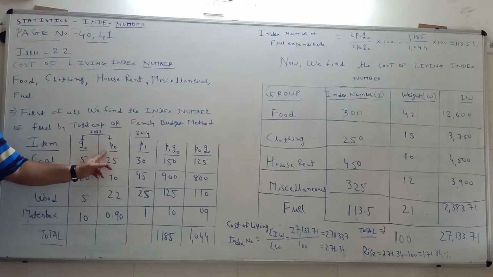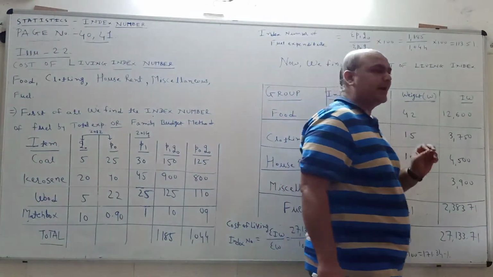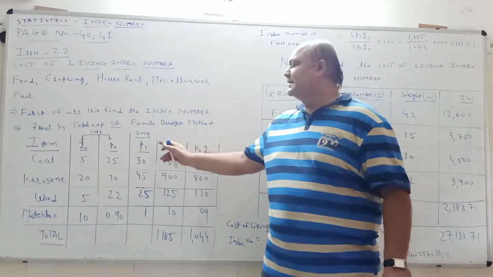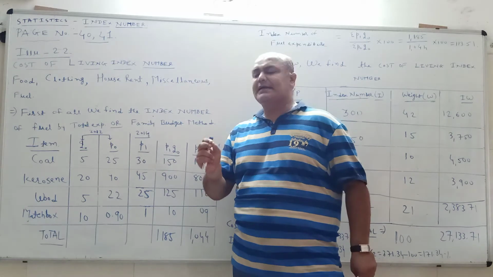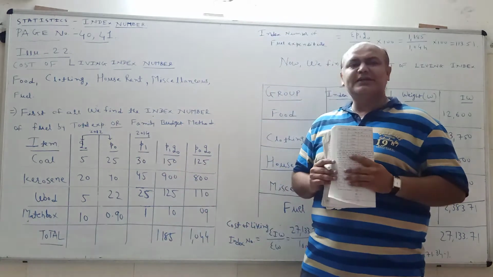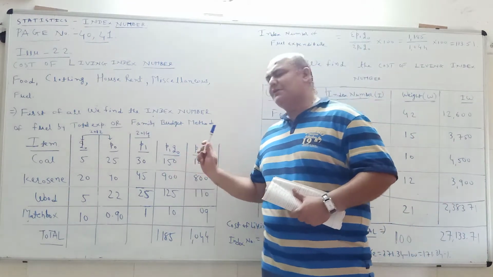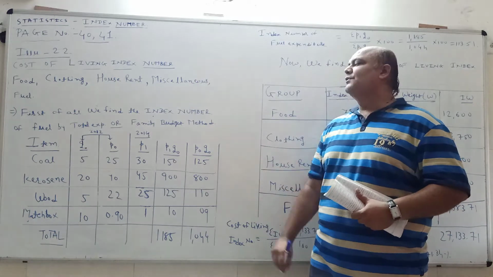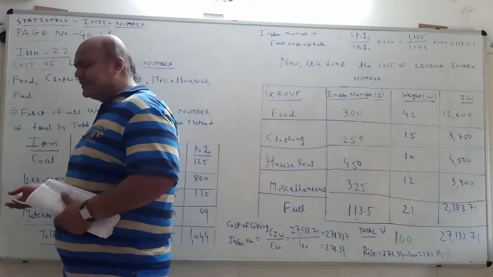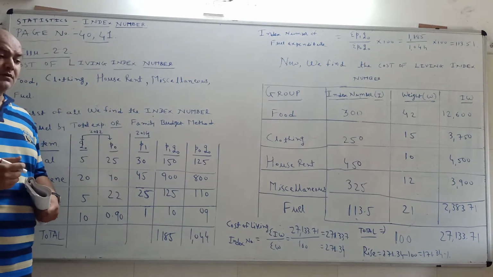Price of 2012 is called P0, base year price, and price of 2014, that is current year price, P1. For the total expenditure method, we have to prepare additional 2 columns, that is P1 Q0 and P0 Q0. Students, in this particular sum, we have to find the fuel's index number.